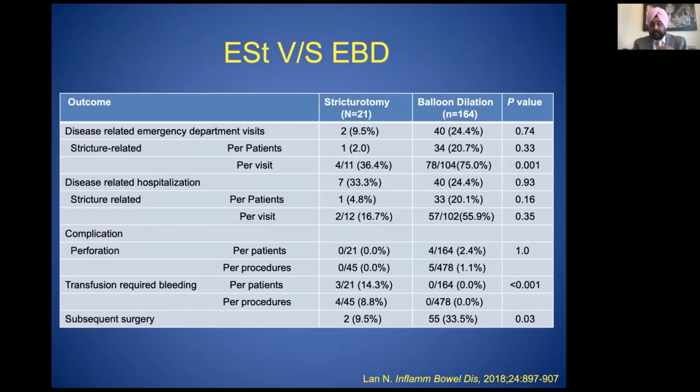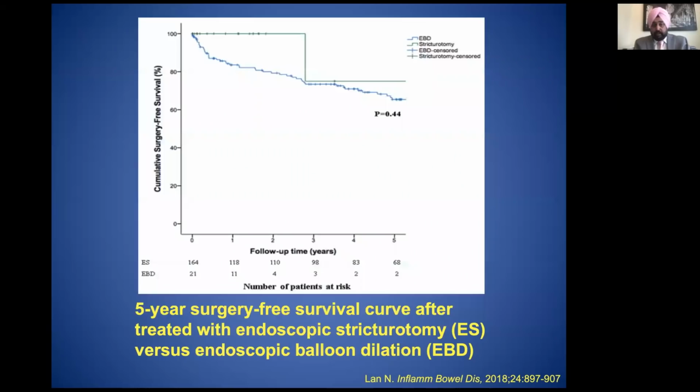And if you look at the complications, again, perforation is less, it's almost zero in the structurotomy group. Balloon dilatation had a 2.4% rate of perforation, and bleeding was significantly higher in the structurotomy group, approximately 14.3% compared to 0 patients in the endoscopic balloon dilatation group. When we look at 5-year surgery-free survival between endoscopic structurotomy and balloon dilatation, for the first 3 years, endoscopic structurotomy definitely tends to fare better, but after 3 years, the curves both seem to merge, indicating that the effect after 3 years seems to be the same between balloon versus stricture group.